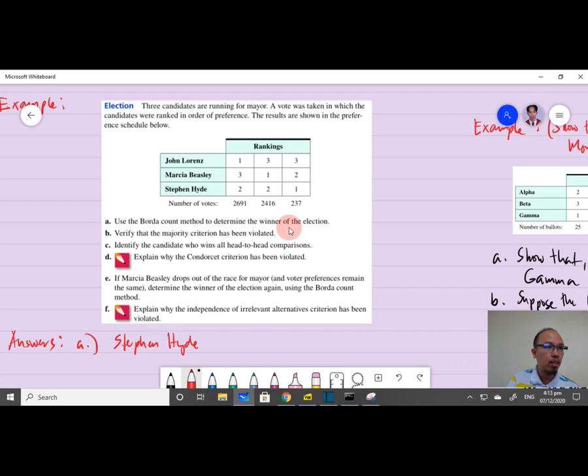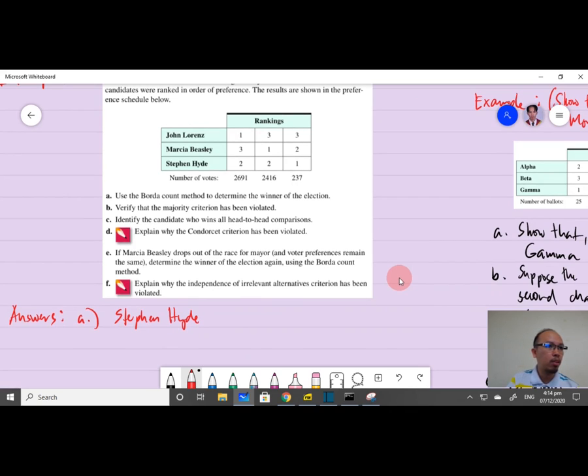Okay, so just use the Borda count method here. Remember that the n here is equal to 3, so therefore if you have the first place, you will give 3 points. For the second place, we have 2 points, and the third place we have 1 point. Okay, so the winner for letter A using Borda count is Stephen Hyde. So just solve it at home. So we have here letter B. Okay, let's solve this one.